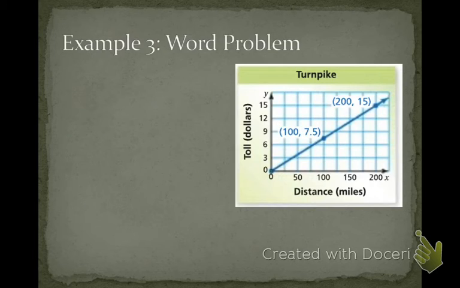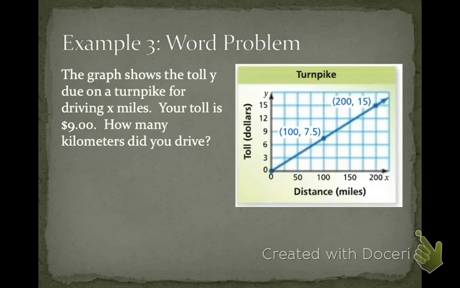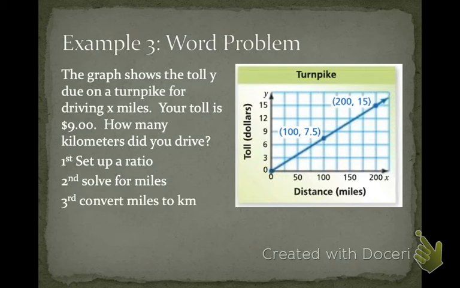Okay, everybody's favorite word problem. All right, let's see. The graph shows the toll Y due on a turnpike for driving X miles. Your toll is $9. How many kilometers did you drive? What the heck am I going to do? So first I'm going to set up my ratios. Then I'm going to solve for miles. And then I convert those miles to kilometers.